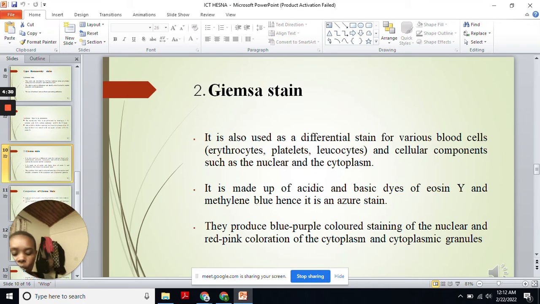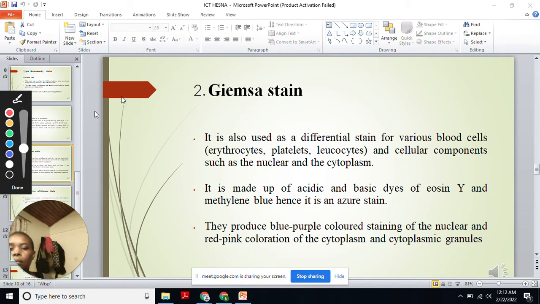Number 2, we have the Giemsa stain. It is also used as a differential stain for various blood cells: the erythrocytes, these are the red blood cells, the platelets, the leukocytes, and cellular components such as the nucleus and the cytoplasm. It is made up of acidic and basic dyes of eosin Y and methylene blue, hence it is an azure stain. This produces blue-purple staining of the nuclei and red-pink coloration of the cytoplasm and the cytoplasmic granules.